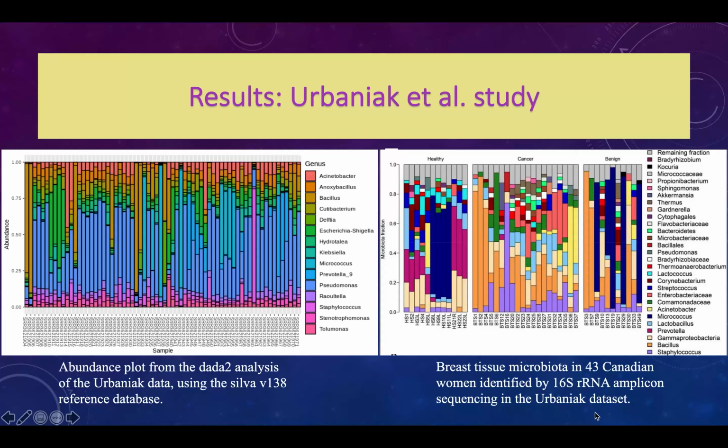And on the graph on the right, there is a clear abundance across the samples of Bacillus and Micrococcus, along with Prevotella in some of the samples and Staphylococcus. But there is no Pseudomonas present, so that is a very clear, significant difference between our results and the results that they found.